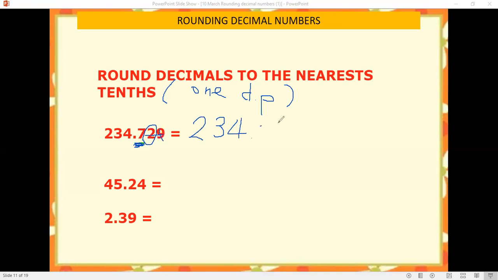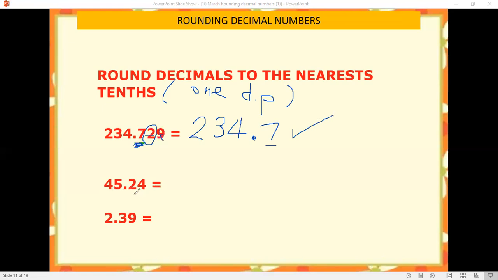234.7 is the answer. So if you can see, 1 decimal place means 1 digit after the decimal point. So do we have only 1 digit after the decimal point? Yes, so this is correct. Now let's move to the next example.